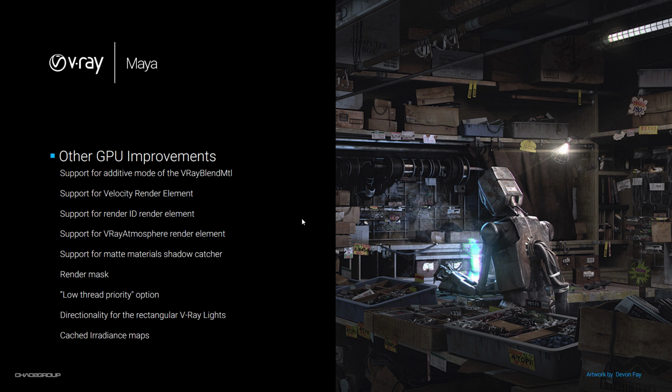Beside the GPU features and improvements I've shown you so far, there is actually more to the list. Support has been added for additive mode in V-Ray blend material. Also, velocity and render ID and the atmosphere render elements are now supported as well. Render masks, cached irradiance maps, and also light directionality is now supported, which is very useful. Again, a lot of great features and improvements have been added to the GPU rendering in this service pack.